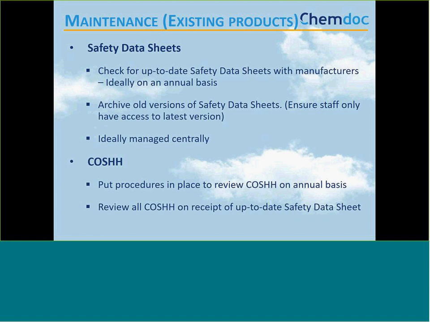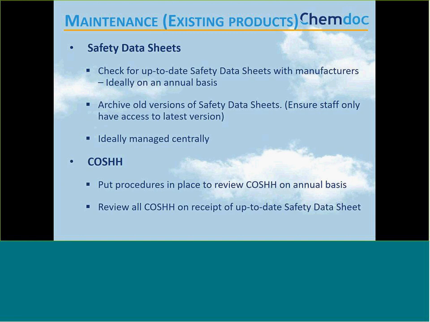With COSHH assessments, again, put procedures in place to review your assessments on an annual basis. Also review COSHH assessments on receipt of an updated safety data sheet. For people in the beverage industry, where processes and procedures won't tend to change all that much, chances are in 12 months' time, when you sit down to look at a process or a procedure, it's not going to have changed. So it's not going to be a big task to review your COSHH assessments.